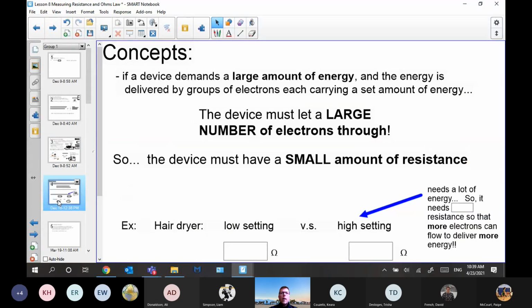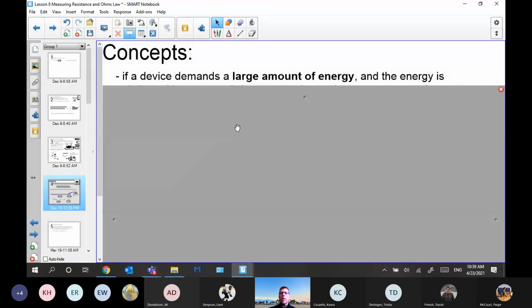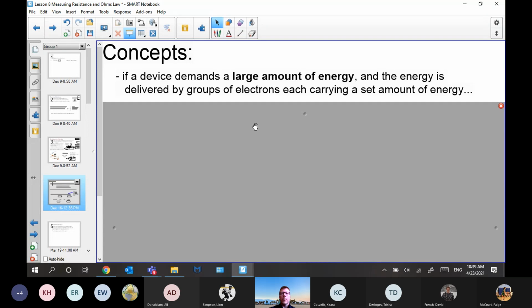So a concept to do with this: a device that demands a large amount of energy. If you want something to give off a lot of energy, like you want a light bulb to be really bright, or a heater that produces a lot of heat, you have to realize the energy is delivered by groups of electrons carrying a certain amount of energy. In a car, for example, it's a 12-volt battery, so each coulomb of electrons carries 12 joules. In a house, it's around 120 volts, so each coulomb of electrons carries 120 joules, and so on, right? So just picture electrons delivering energy group by group.